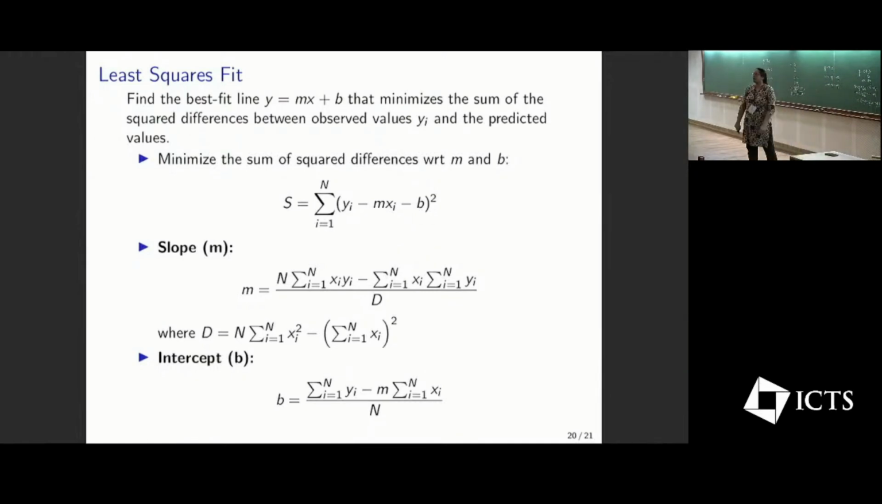So how do you think you would do it? How do you find the uncertainty in M and B? What do you think?